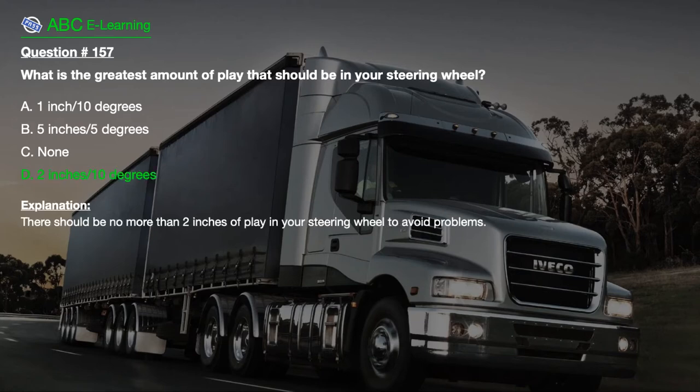The correct answer here, D. 2 inches/10 degrees. Explanation. There should be no more than 2 inches of play in your steering wheel to avoid problems.